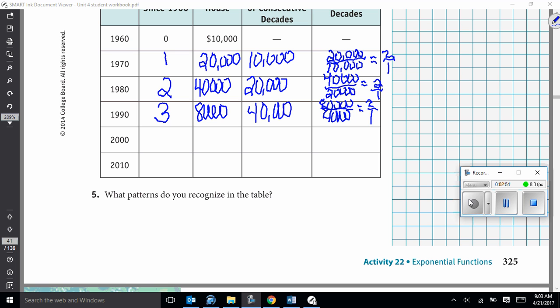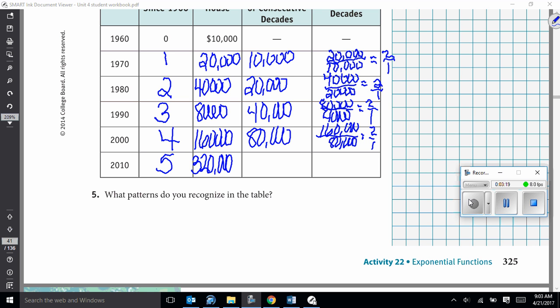And then for 2000? Oh, 4. 8,000. 160,000 over 80,000. 2. 5. 32,000. 160,000. 320,000 over 160,000. 2.